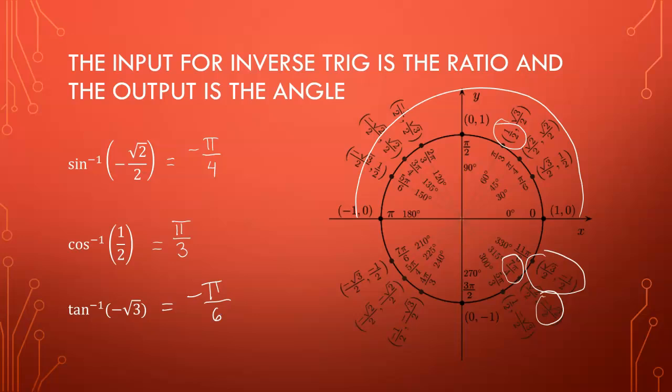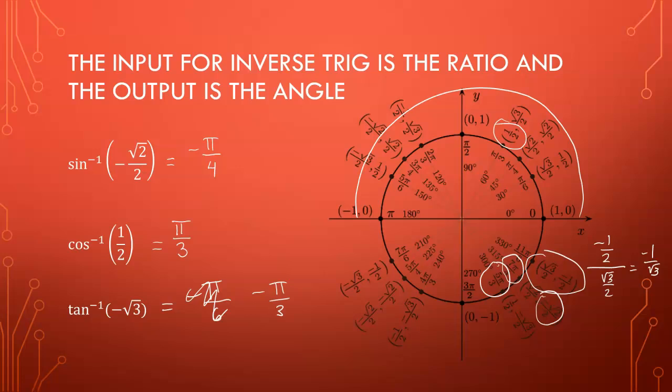I lied. No, pi over 6 would be negative 1/2 over root 3 over 2. So that ratio would be negative 1 over root 3. I actually want this one. I want negative pi over 3. Okay.